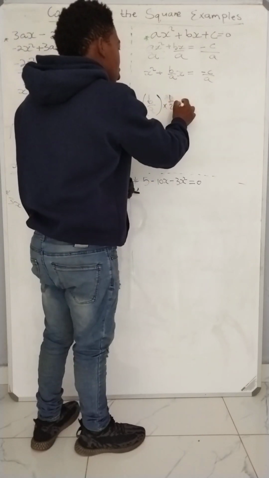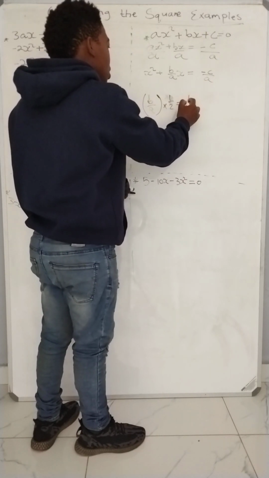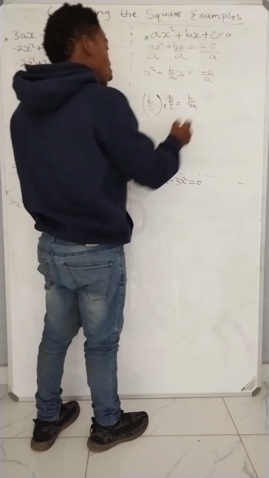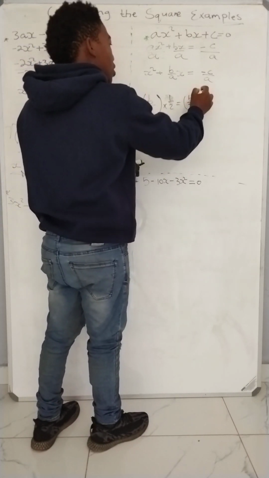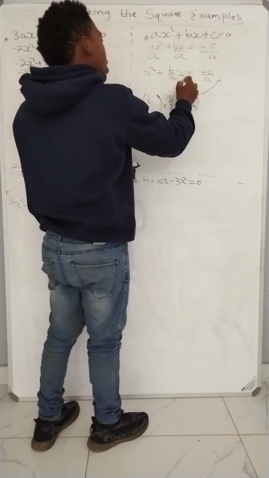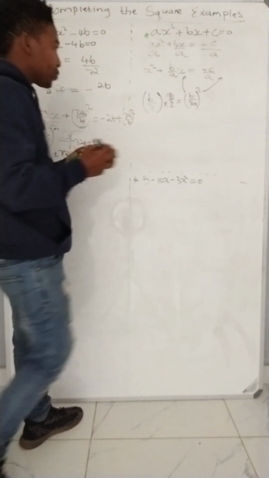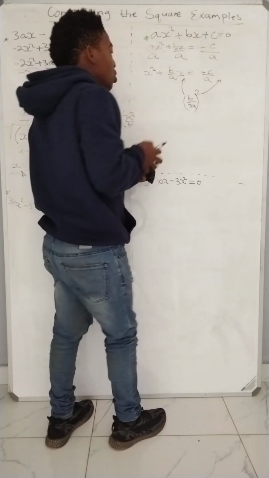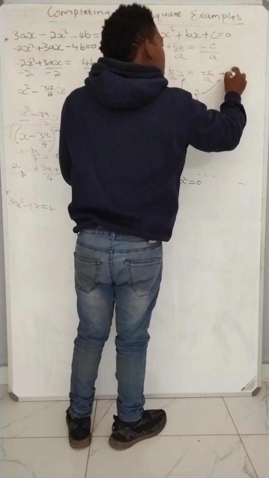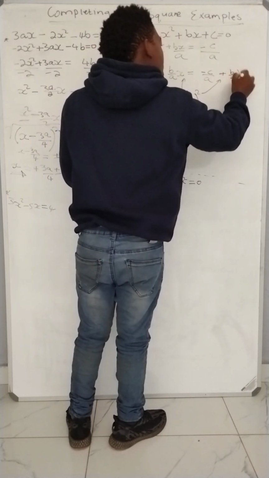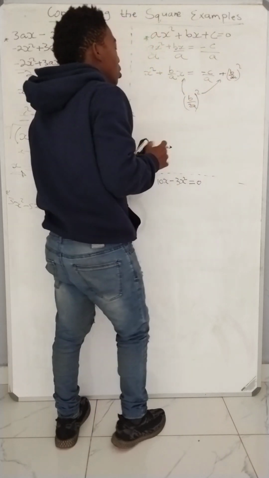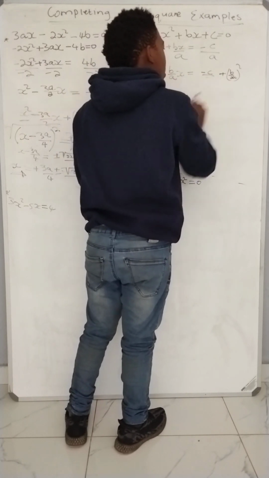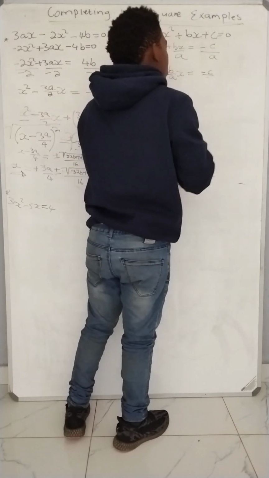So this will give us 1 times b is b, 2 times a is 2a. Then we're going to square it, and this is what we're going to add to this side and that side. So remember what we did. This is going to be plus b over 2a squared. Let me just bring it down here because we don't have space to put it on this side. What you do on the left, you do on the right.